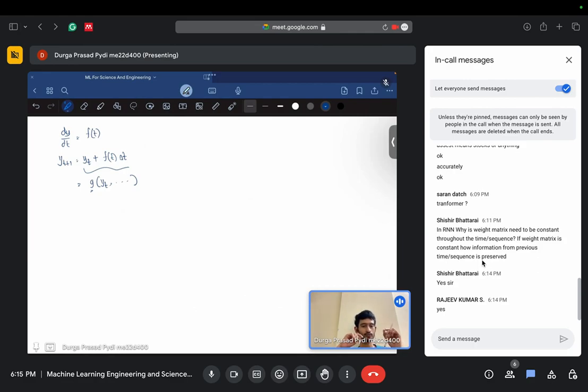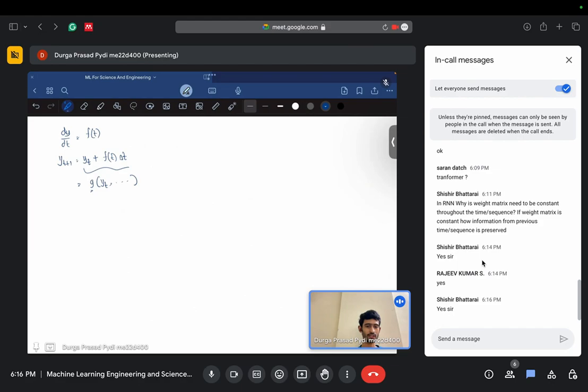It is not like your weights are constant throughout your values or something. It's just that you want the same operations to be happening for any values of your input sequences. Your weight matrix is a constant. I think I explained your question, or did I not? Maybe you need to tell me, is it clear or do you have anything? Yeah, it's clear. Any other queries?